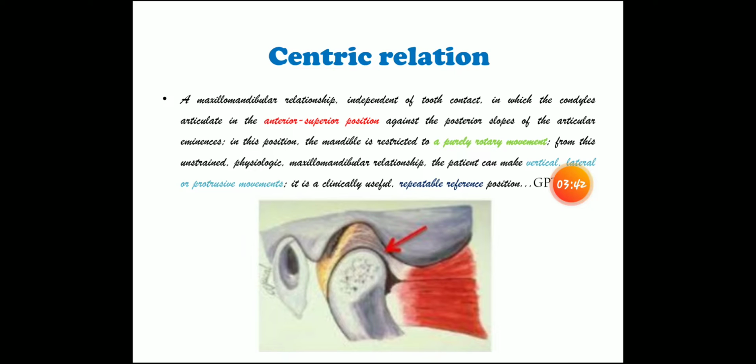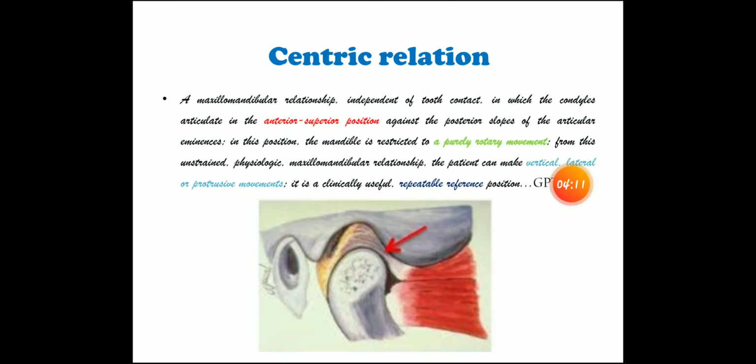And this relation should be an unstrained physiologic relationship. Unstrained in the sense that all the muscles which are keeping this relationship should be in an unstrained position. And also the patient can make vertical, lateral and protrusive movements. That means the condyle is free to move in all three different planes, that is, protrusive, lateral as well as vertical motion is possible.